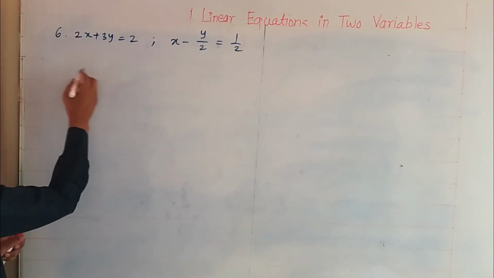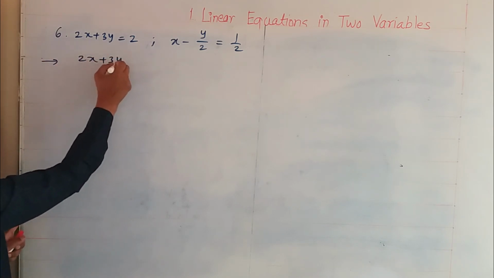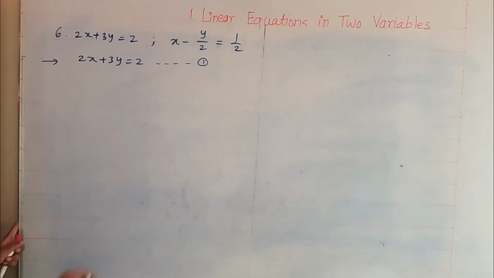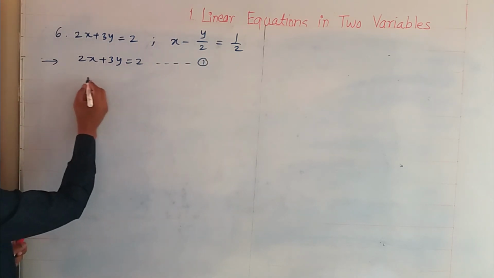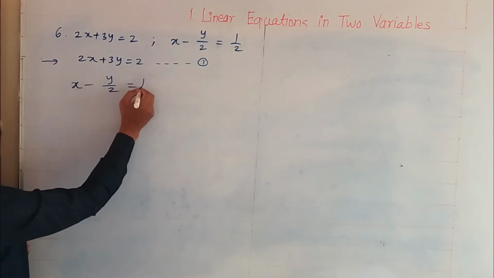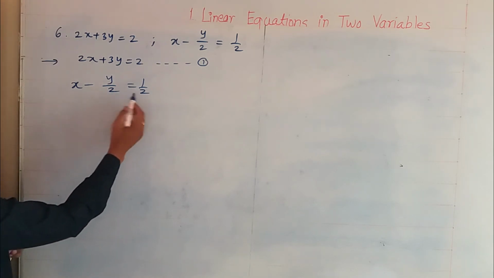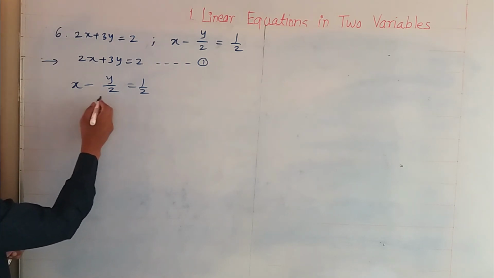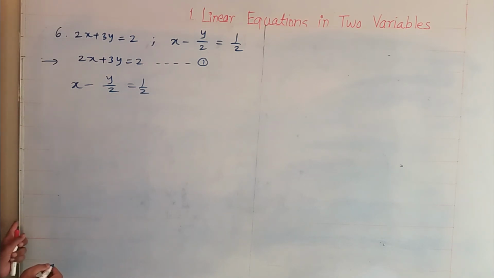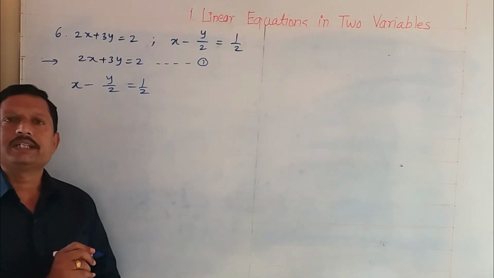The last example is like this. 2x plus 3y is equal to 2. This equation is in the simplified form. Now the second equation is x minus y upon 2 is equal to 1 upon 2. So this equation can be converted in the simplified form by multiplying the 2 to each term. If we multiply by the same number on both sides, then the equality of that equation does not get affected.